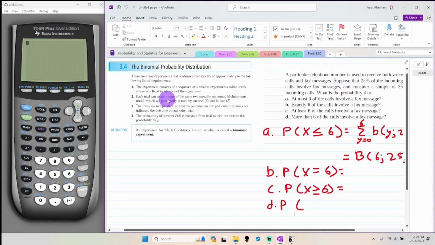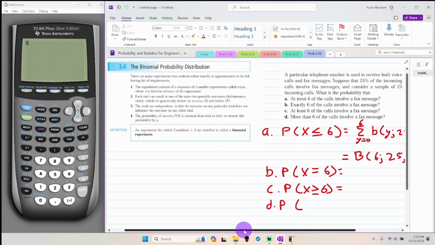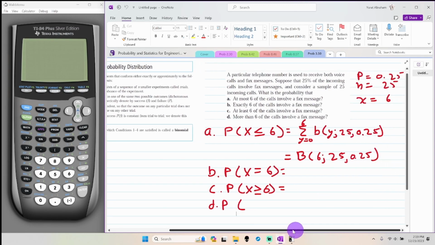Now in this example, I'm going to be using this textbook and problem, section 3.4. The problem states as follows. A particular telephone number is used to receive both voice calls and fax messages. Suppose that 25% of the incoming calls involve fax messages and consider a sample of 25 incoming calls.